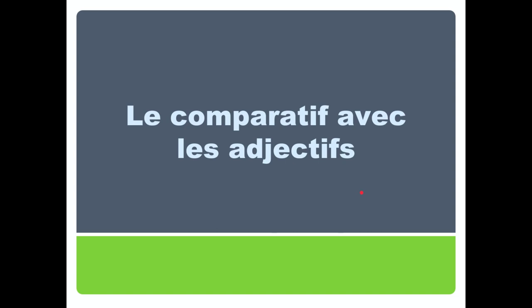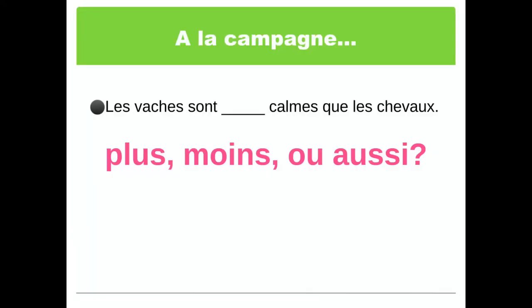So, le comparatif avec les adjectifs, I'm going to ask you some questions, and you have to tell me if it is either going to be plus, moins, or aussi. So, more, less than, or as, the same as. So, you'll have to tell me what adjective to use. So, numéro 1, les vaches sont calmes que les chevaux. Les vaches are cows, so the cows are calm que les chevaux, as the horses. So is it going to be plus, moins, or aussi?